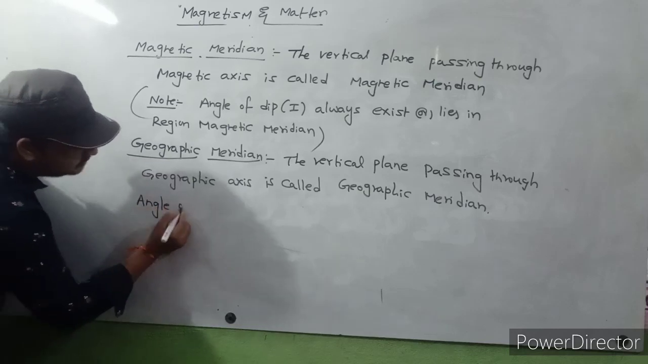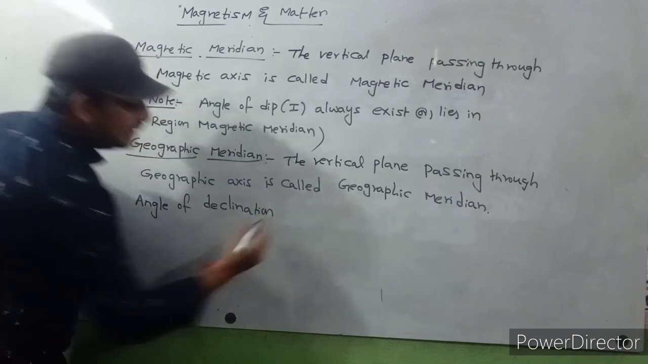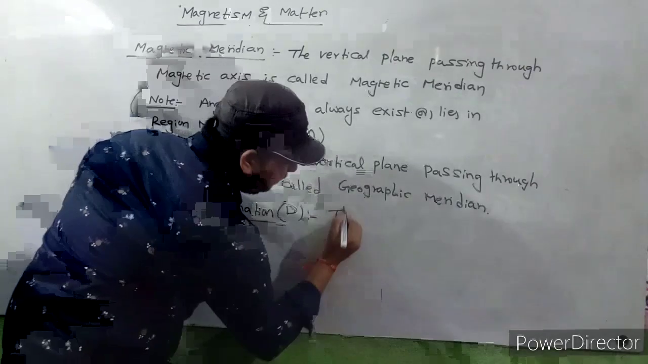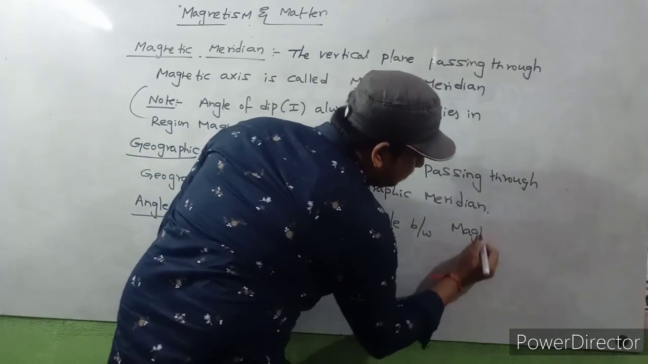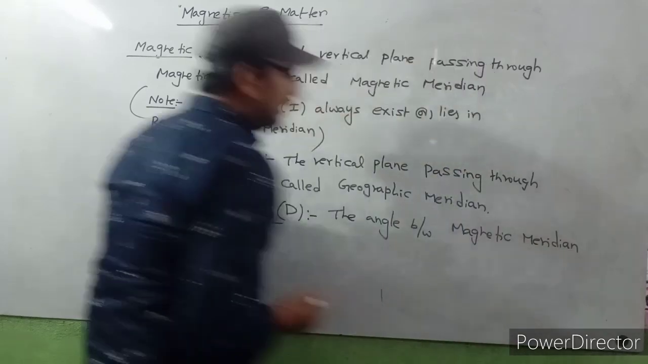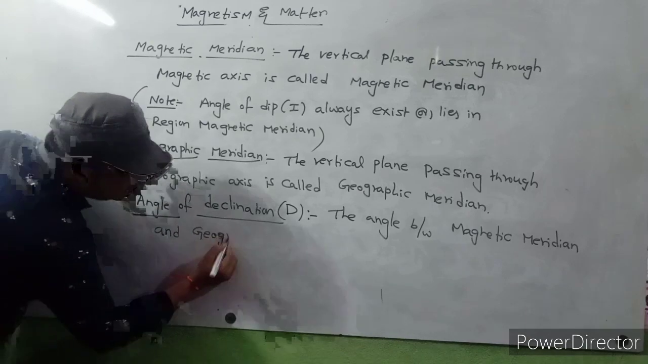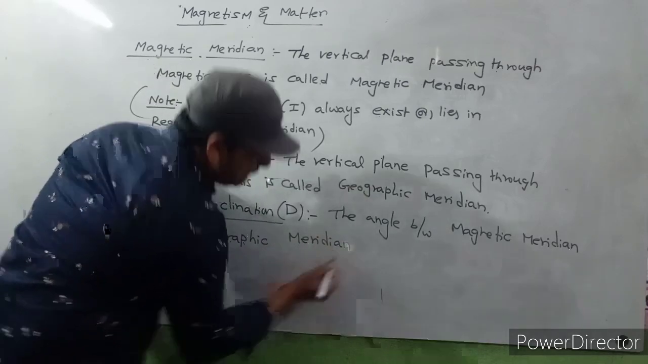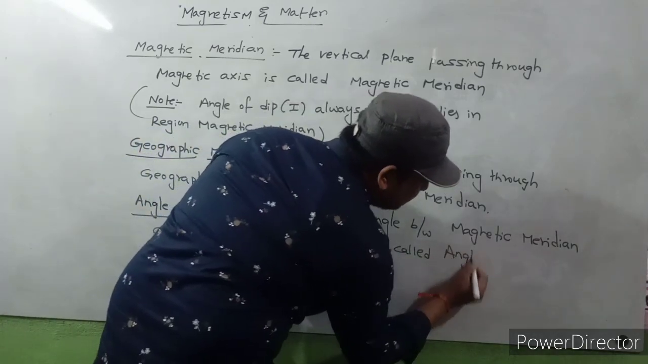Next, last definition, angle of declination. Angle of declination is indicated with D. The angle between the magnetic meridian and the geographic meridian is called the angle of declination.